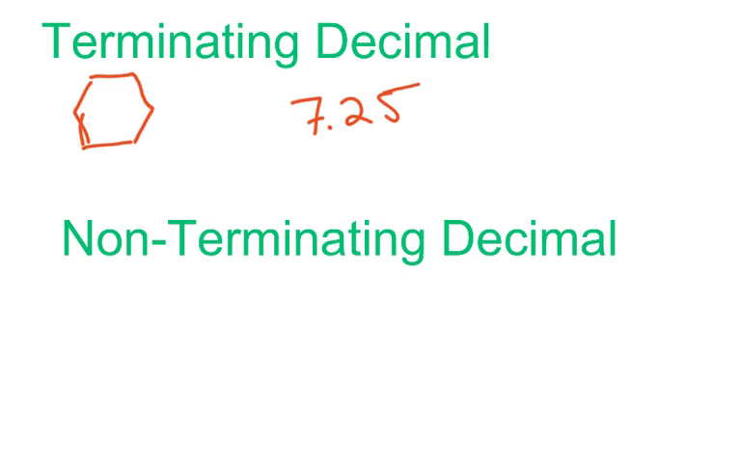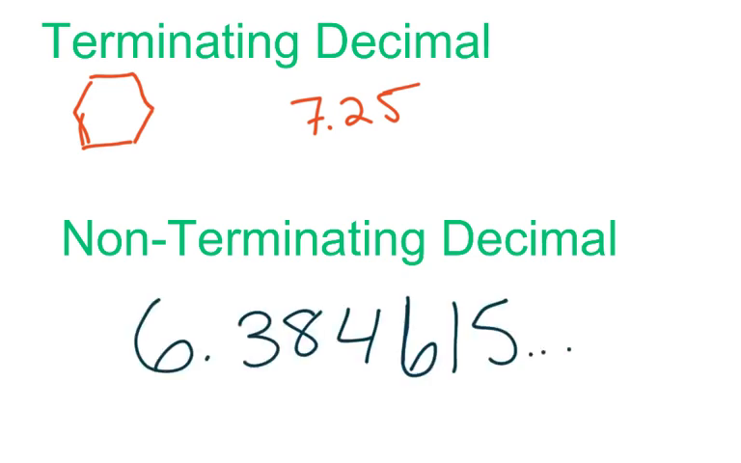So it was going on forever and ever in kind of a random pattern. A non-terminating decimal would be one that never stops. You see I put this little ... right there. That means it goes on and on and on. And it doesn't necessarily follow a pattern. So we don't see a pattern here in these numbers, which is different from our last vocab word, which is repeating decimal.